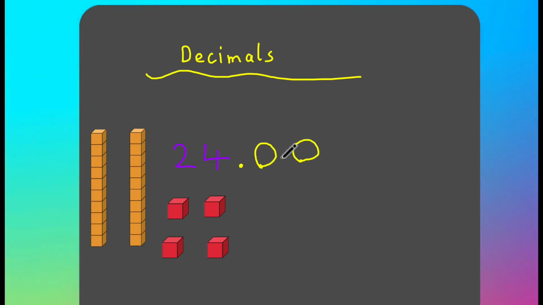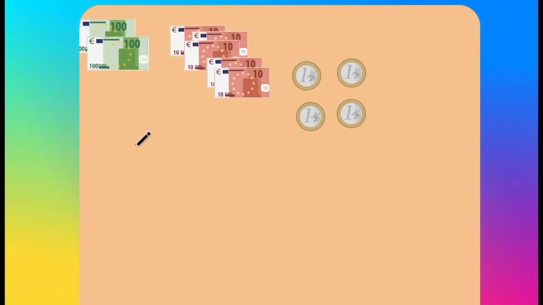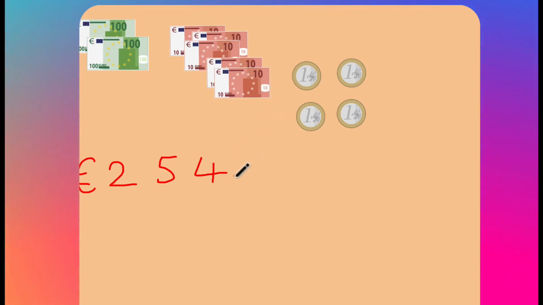This was always a concept that I found difficult to understand, but when I was in school, I remember my father teaching it to me in a very simple way that we use every day. As you can see, I have 2 hundreds, 5 tens and 4 units. I have €254. Now, in order to get that €254, I had to start from the bottom.